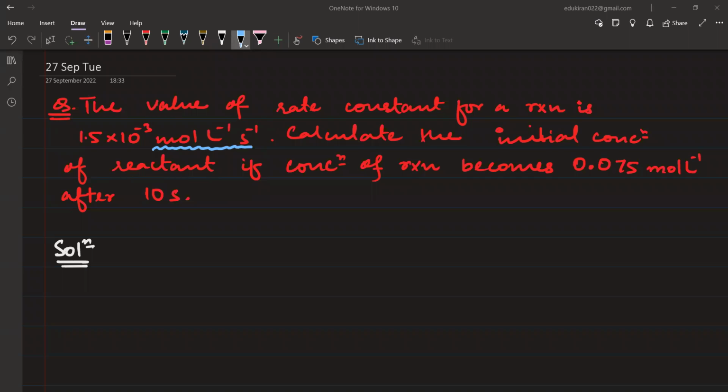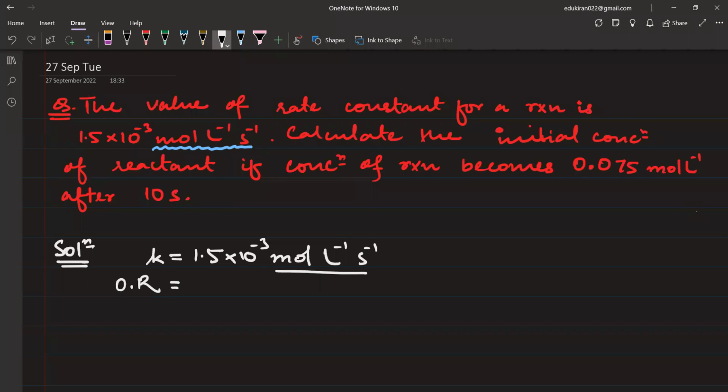Okay, guys, please listen here. Listen very carefully. This was a very easy question. What you have to see first of all is the k. It has been given to you, guys. You have been given the value of k, that is equal to 1.5 into 10 to the power minus 3 moles per liter per second. Who will tell me what is the order of the reaction? Look at the unit and tell me what is the order of reaction.